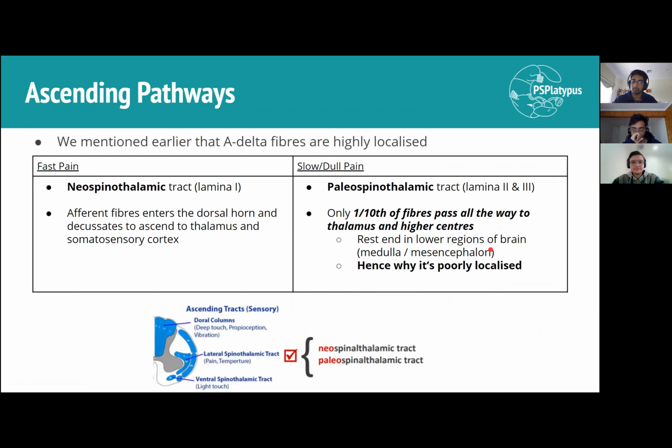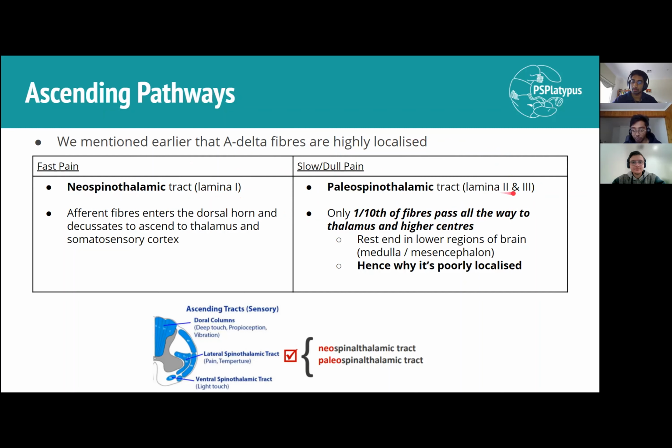Okay, so this lateral spinothalamic tract is broken up into two other tracts, which is the neospinothalamic tract and the paleospinothalamic tract. We mentioned earlier that A delta fibers are highly localized, and we know that they're myelinated more, so they produce more fast pain, fast ouch pain, and they're more commonly seen in the neospinothalamic tract. Slow dull pain, which is generally transmitted using C fibers, is better seen in the paleospinothalamic tract.